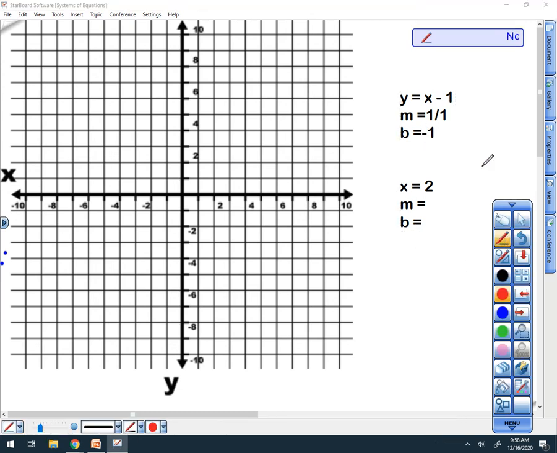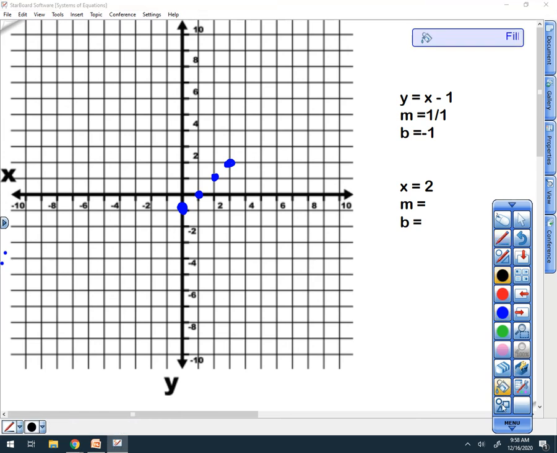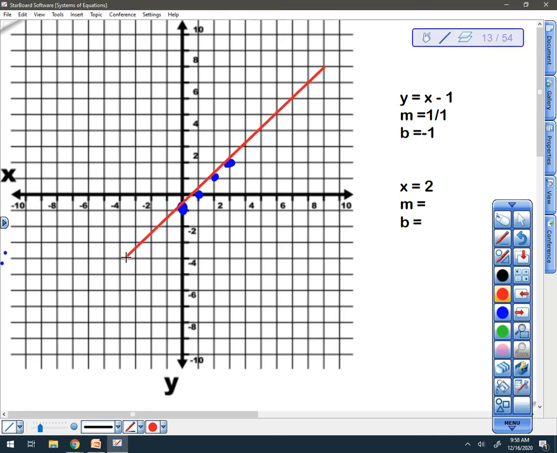So we can go ahead and graph that. We know that it's going to cross at -1, so we go down to -1 and put a dot. And then we look at our slope. It's 1 over 1, so our slope's going to go up 1, over 1, up 1, over 1, up 1, over 1, and it's just going to keep doing that. So we can go ahead and follow that pattern and then draw the line going through it.